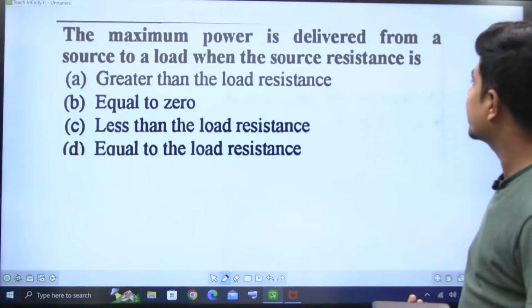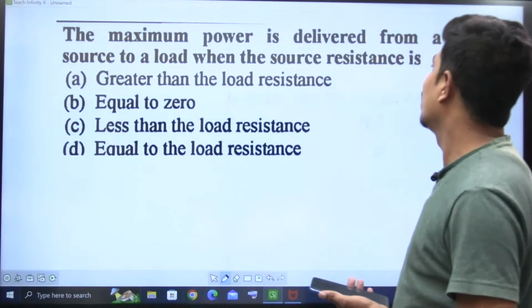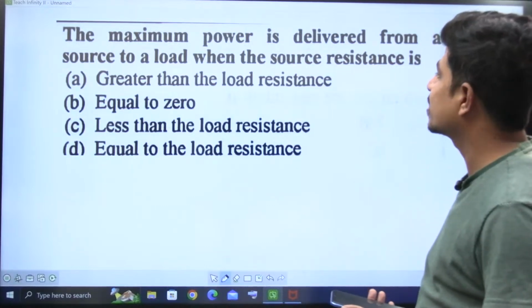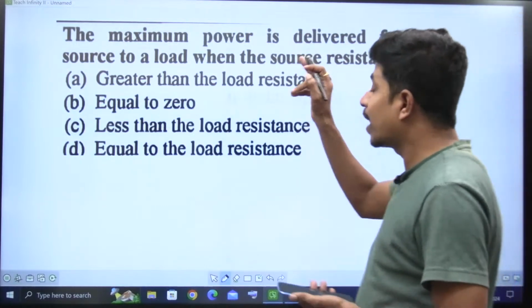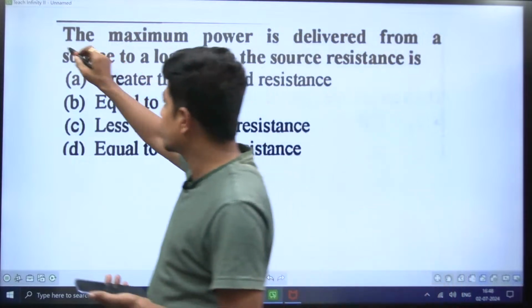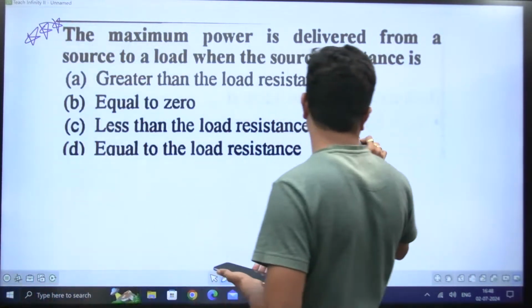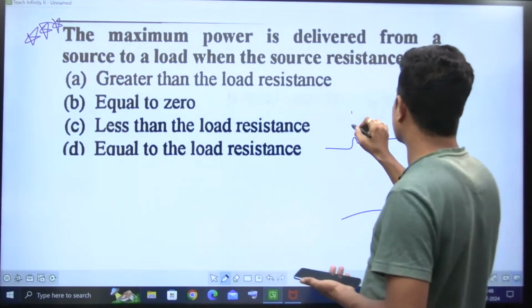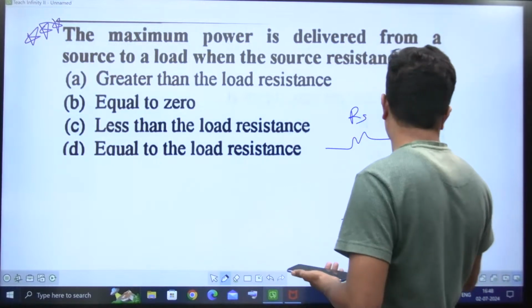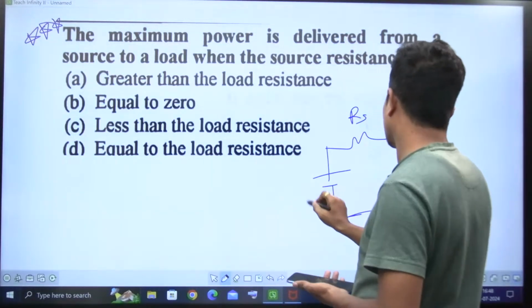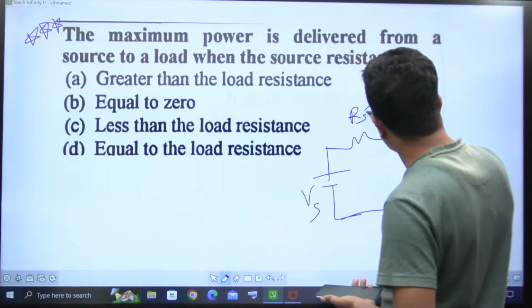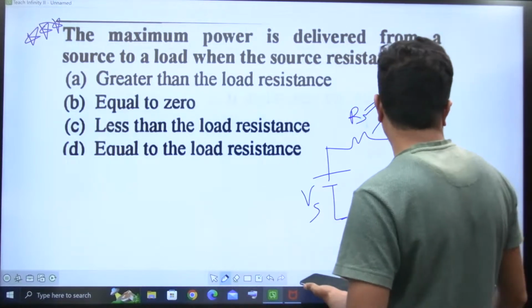The maximum power is delivered from a source to the load when the source resistance is... Here, this is a very good question. Here the source resistance is variable. This is the source resistance, this is the load resistance. If you want maximum power transfer to the load, then the source resistance must be equal to 0. We are fixing the load.